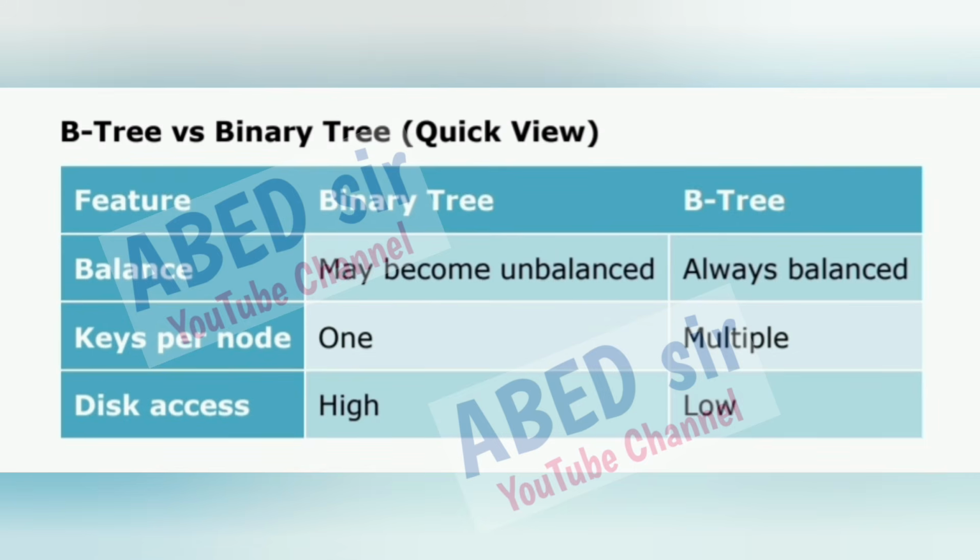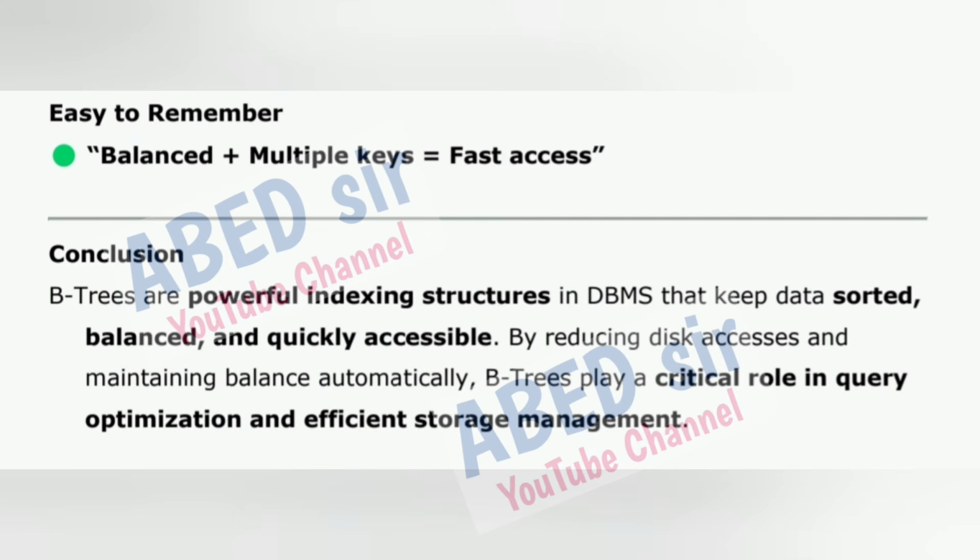B-tree versus binary tree, quick view. Feature: balance. Binary tree may become unbalanced, B-tree always balanced. Keys per node: binary tree 1, B-tree multiple. Disk access: binary tree high, B-tree low. Easy to remember. Balanced plus multiple keys is equal to fast access.